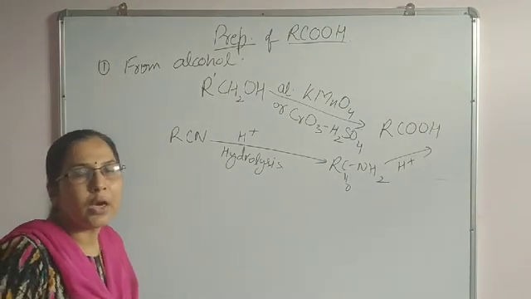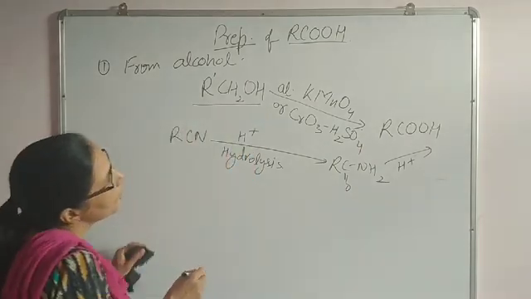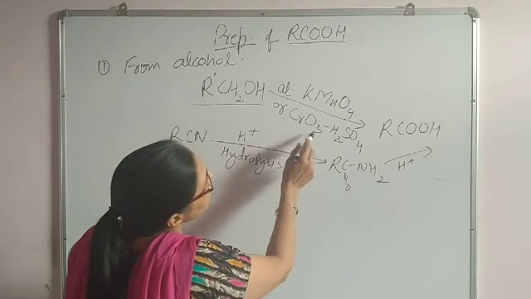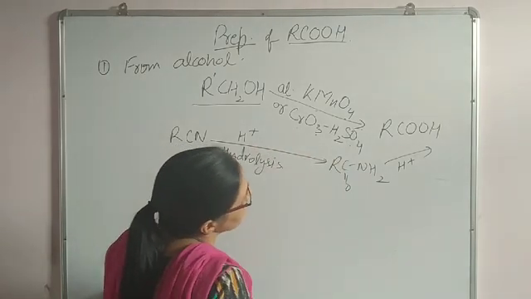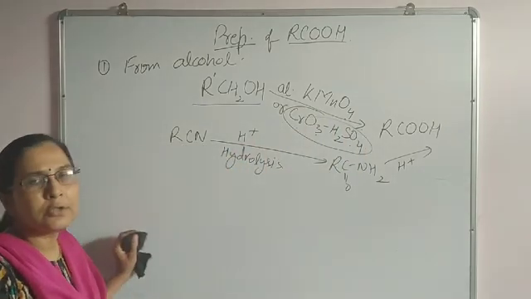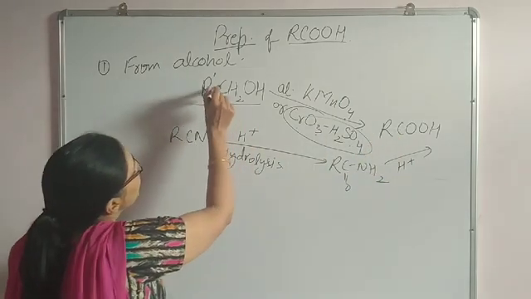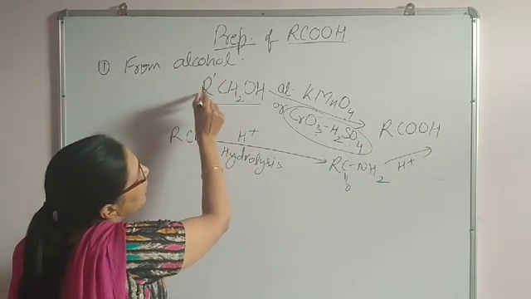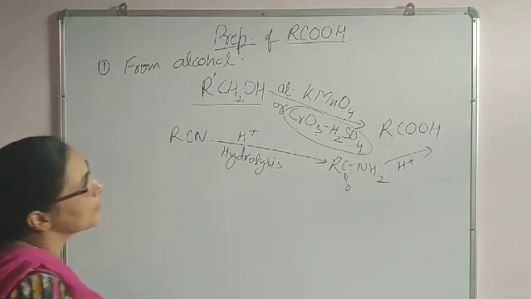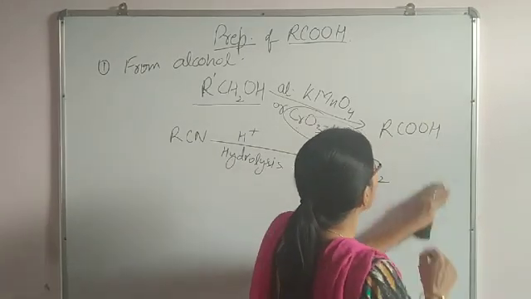Maximum methods you have studied. The very first method is from alcohol. When alcohol is treated with KMnO4 or chromic anhydride and acid, this reagent, chromic anhydride and acid, is also known as Jones reagent. There will be formation of RCOOH. Point to be noted: in alcohol and in carboxylic acid, the number of carbon atoms is the same. No increase in the number of carbon atoms.